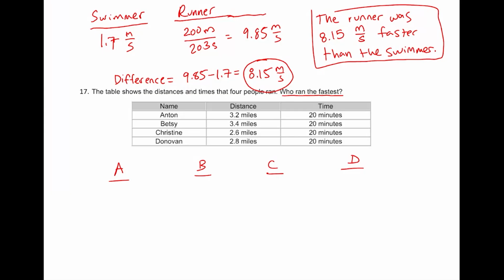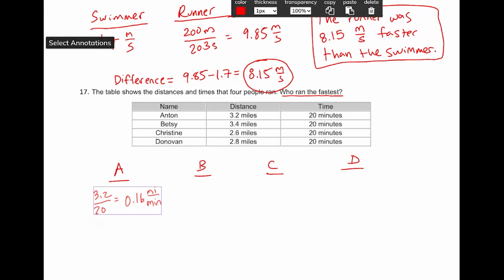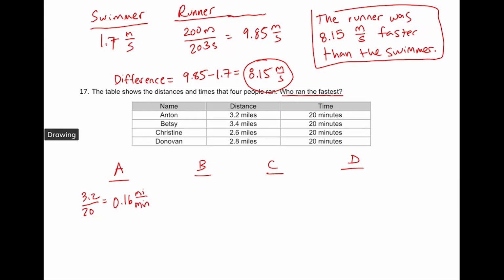So for Anton, we've got 3.2 miles in 20 minutes, which is 0.16. So that's miles per minute. And all of these are in miles per minute, so you really aren't going to have to worry about the units too much in this problem. We're just looking for who is the fastest. So Betsy went 3.4 miles in 20 minutes. Looks like they're all 20 minutes, so we can just divide them all by 20. 3.4 divided by 20 is about 0.17 miles per minute. So far Betsy's the fastest because we got 0.16 and 0.17.